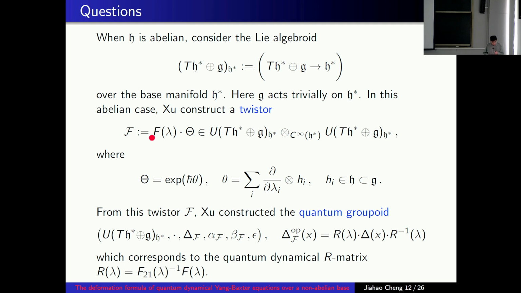And here the construction of F looks like the following. Curly F equals F(lambda), the dynamical twist, times the capital Theta. Here capital Theta equals the exponential of this guy. Okay. And from this twistor curly F, we then construct a quantum groupoid. This is some kind of Hopf algebroid. We will just recall the definition. And moreover, we can see that the comultiplication of this Hopf algebroid, this quantum groupoid, satisfies this relation. In such a way we may think that we have translated the solution of the quantum dynamical Yang-Baxter equation into some kind of Hopf algebroid object. So this is the quantum groupoid approach.